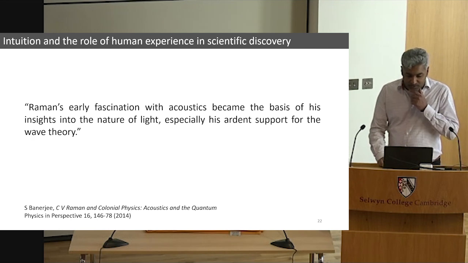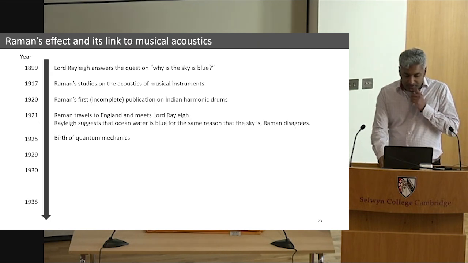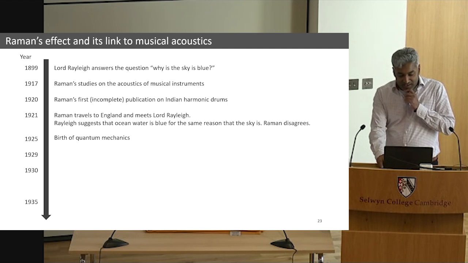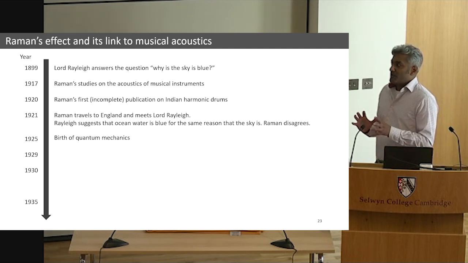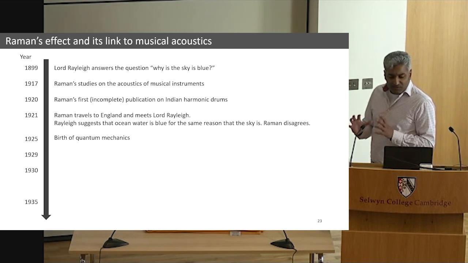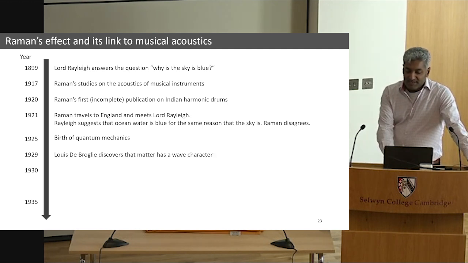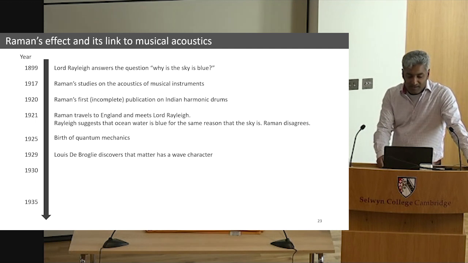So I'll take you back on this timeline. Remember, like I said, much of modern knowledge is fairly young. The birth of quantum mechanics could be zeroed in on the time around 1925. The fact that matter has a wave character was something discovered around 1929.